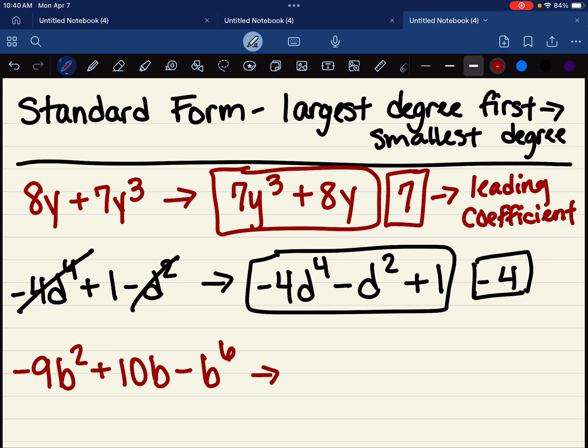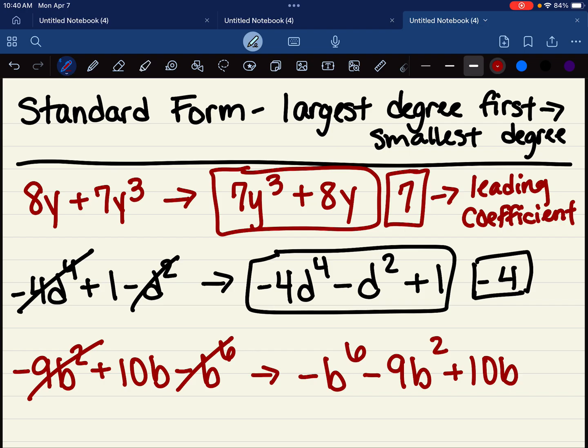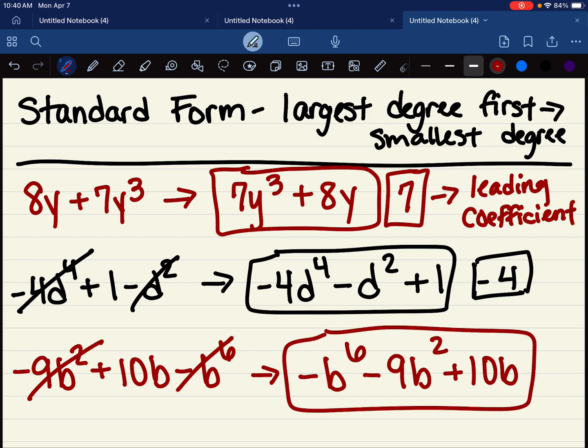Okay. Anybody think they can tell me the last one? Good. Negative b to the sixth power has to go first because that has the highest degree. Negative 9b to the second power. Good. Plus 10b. And what's my leading coefficient here? Negative 1. Very good. Okay. Negative 1, the number in front.